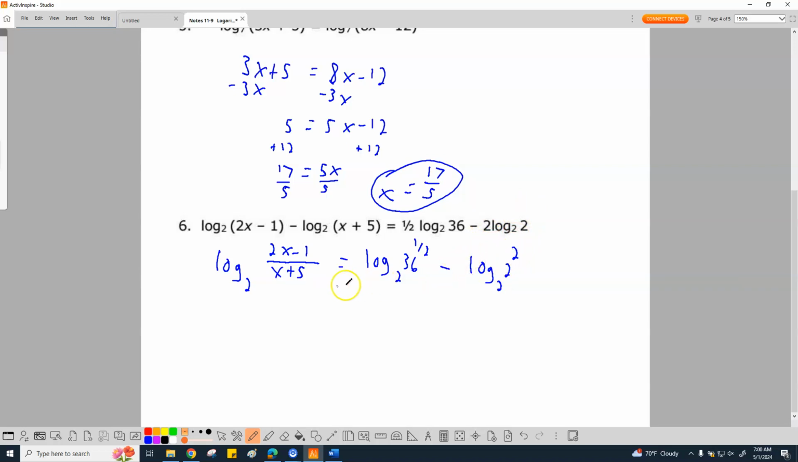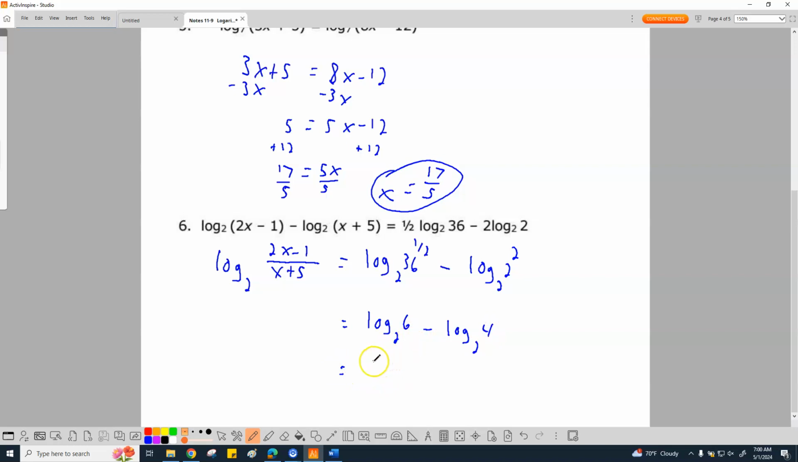That looks like a lot, y'all. So this side is fine, but this side needs to basically be condensed. If you typed in 36 to the 1/2, that means the square root of 36, which will give you 6. Log base 2, 6, minus log base 2 to let's see, 2 squared is 4. And we're not quite done.